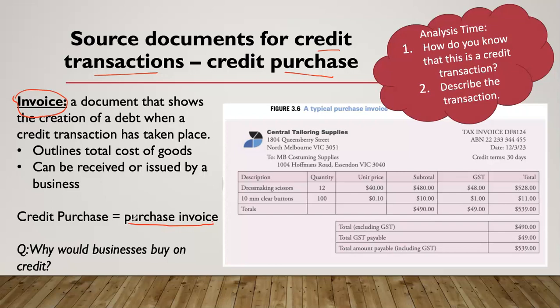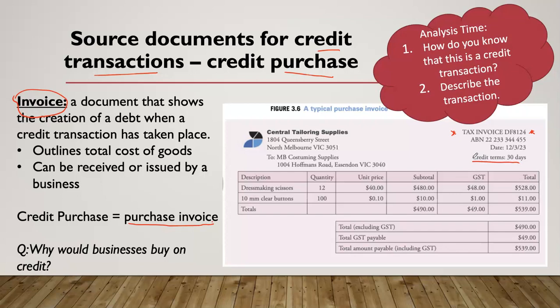Now, the first thing that we need to know is, how do we know that this is a credit transaction? And we don't want to get bogged down by this term tax invoice. Remember, that could be a receipt. But there are other clues here that tell us it's a credit transaction. The first one is this one, and really the major one, credit terms. That means there is a credit transaction because this means you don't have to pay cash for 30 days. There's no discount for this one.